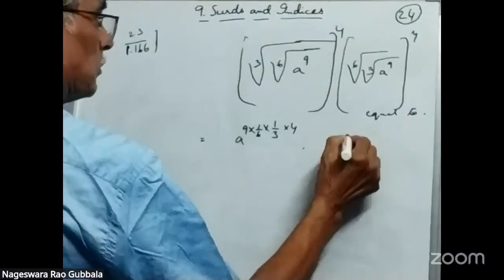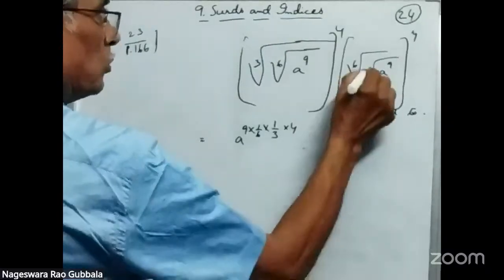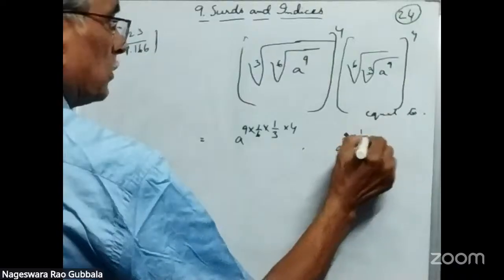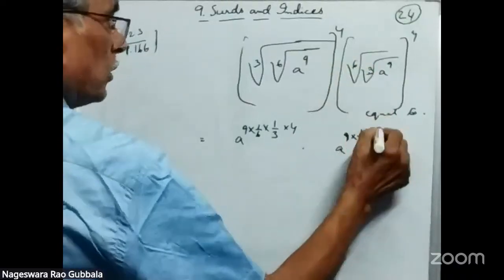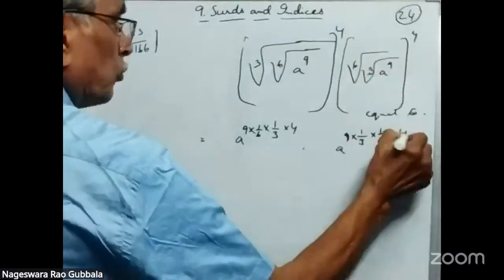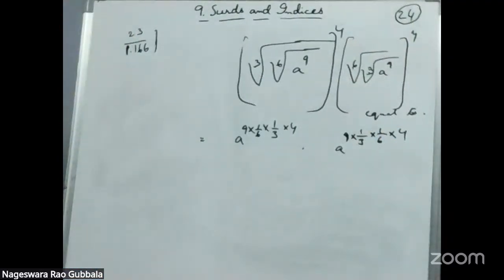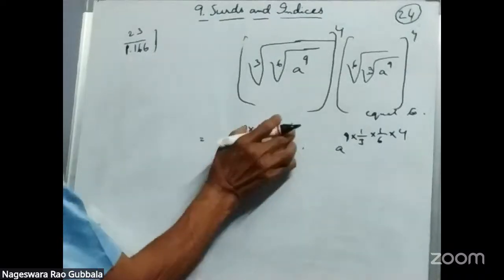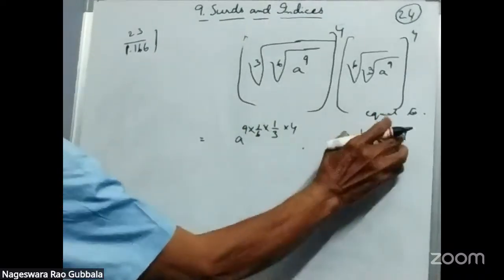Start: a to the power of 9, into the cube root of, into 1 by 3; the 6th root of, into 1 by 6; whole to the power of 4 into 4. So these are all the indices of a. This is the index of a, here.